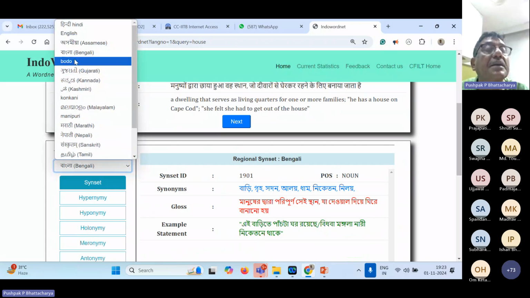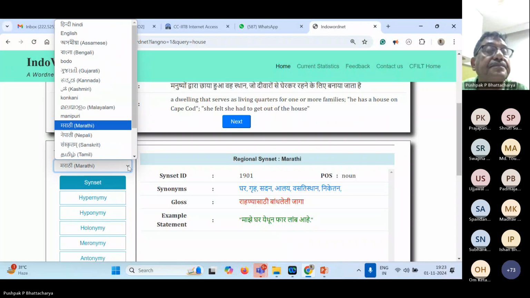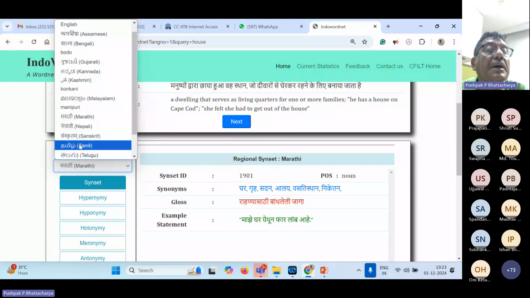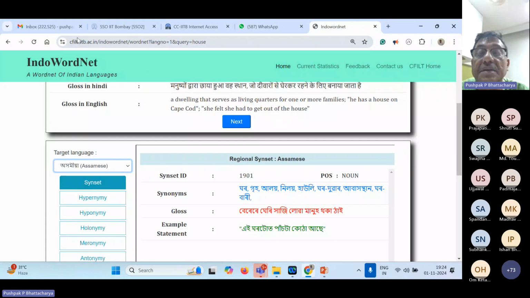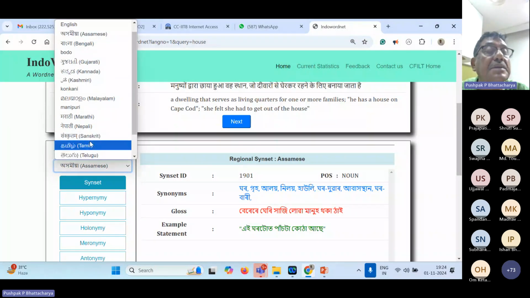There are Marathi speakers in the class. So this is the Marathi synset and the gloss. Ghar, Griha, Sadan, Alay, Vasati, Sthan, Niketan. Then you can see for Assamese, very similar to Bengali. You can see for Konkani.